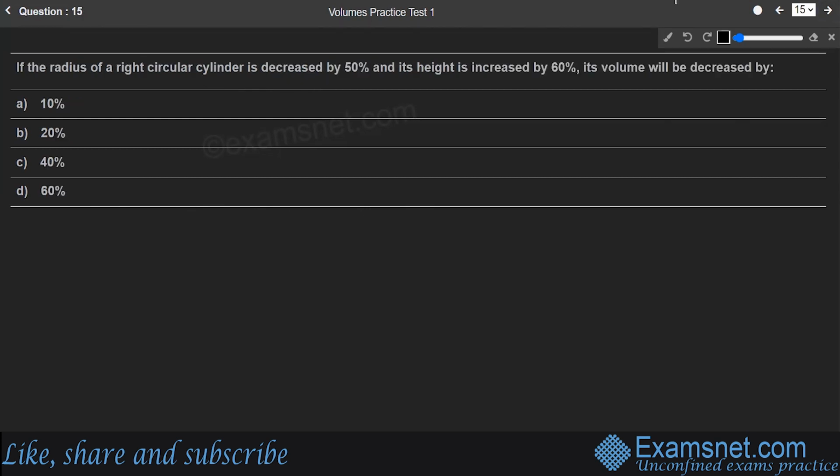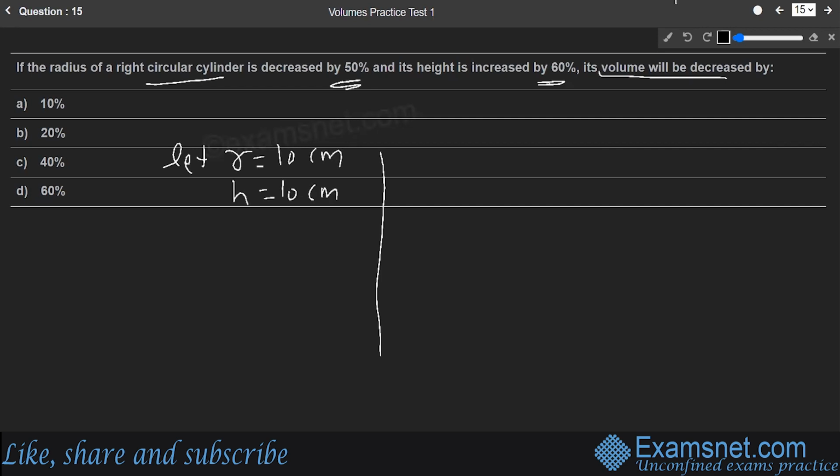He says if the radius of a right circular cylinder is decreased by 50% and its height is increased by 60%, its new volume will be decreased by what? So we will segregate like this. Let's say the original one, we'll assume some value so that the things become easy. Let the radius be 10 centimeter and the height also 10 centimeter. Let us assume some arbitrary easy value. We are talking about the cylinder here.